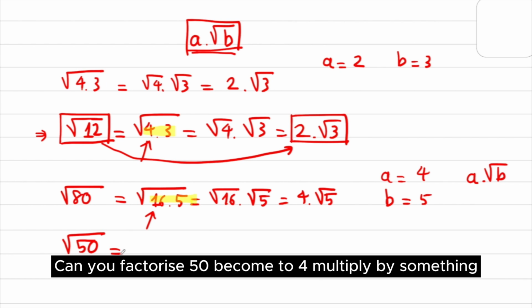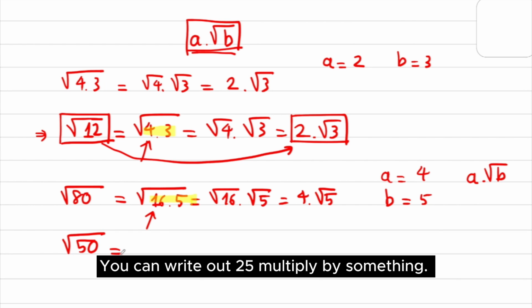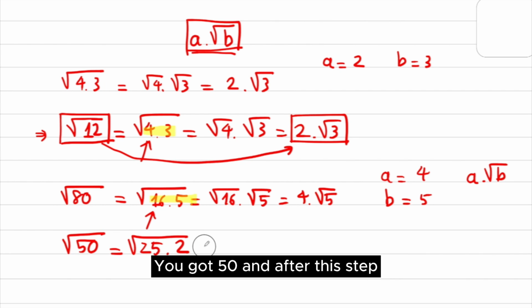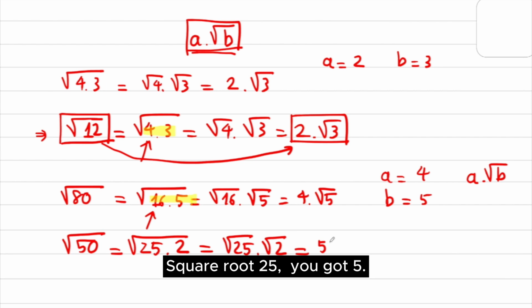Okay, so how about 50? Can you factorize 50 into 4 multiplied by something? How about 9 multiplied by something? 16 multiplied by something? You can write down 25 multiplied by something. 25 multiplied by 2, you got 50. And after this step, you got square root 25 times square root 2. Square root 25, you got 5. So after that, I got this form.